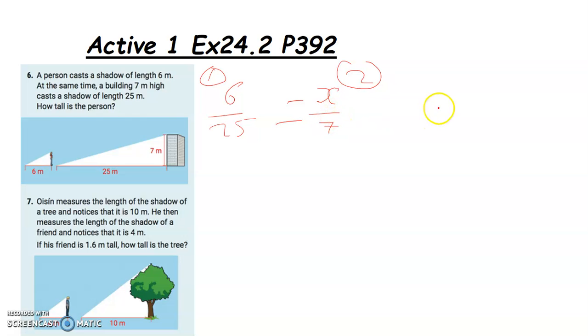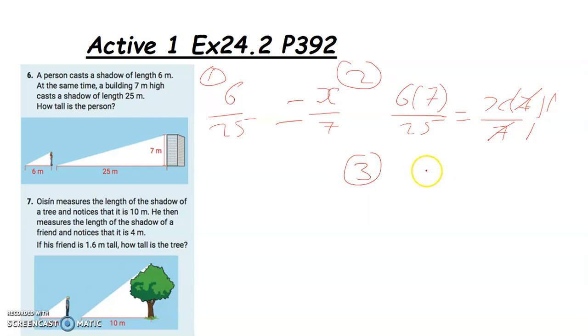If I multiply both sides by 7, it's going to be 6 by 7 over 25 is equal to x multiplied by 7 over 7. Sorry about the bad writing. Now I can simplify it. If I multiply by 7 and divide by 7, I can cancel them both out. This turns into 1, this turns into 1. So step 3, I'm going to rewrite that. 6 multiplied by 7 over 25 is the same thing as 1x over 1, which is the same thing as just 1x.